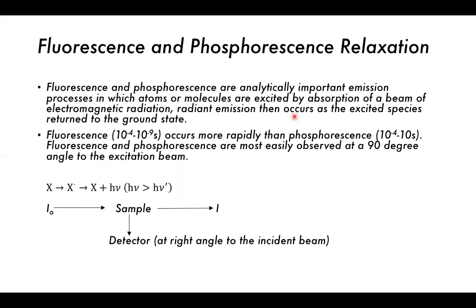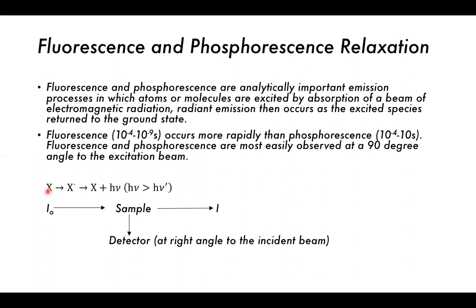And by relaxing down to the ground state, they release some energy. Some of it is heat, some of it is caused by collisions and kinetic energy, and some of it is emitted as light or electromagnetic radiation, which is what we pick up. Fluorescence is a fast process which occurs much more rapidly than phosphorescence. Fluorescence and phosphorescence are most easily observed at 90-degree angles to the excitation beam.